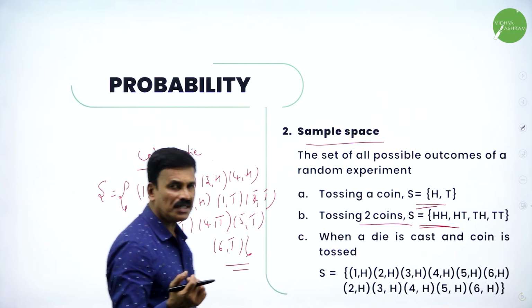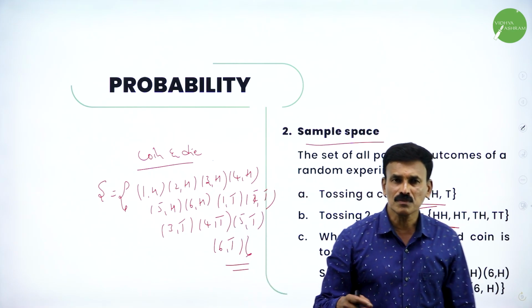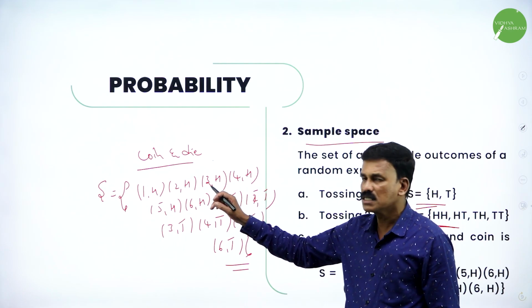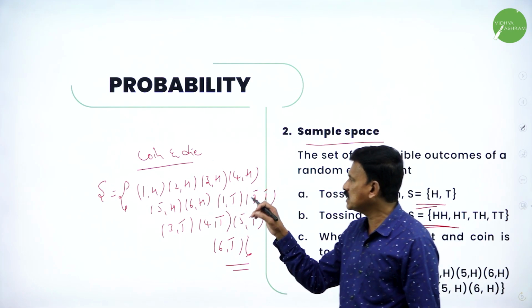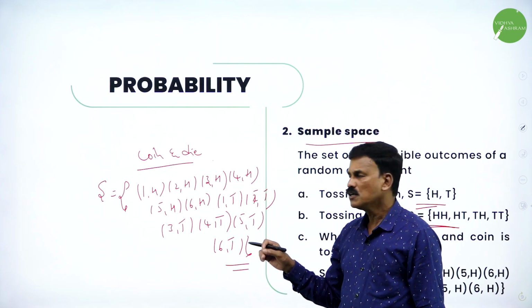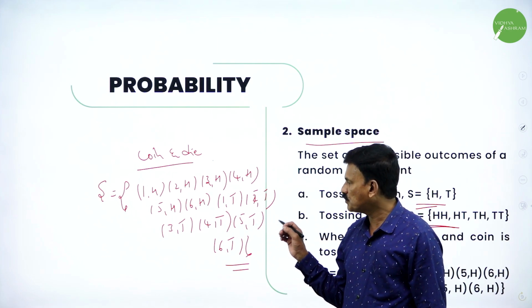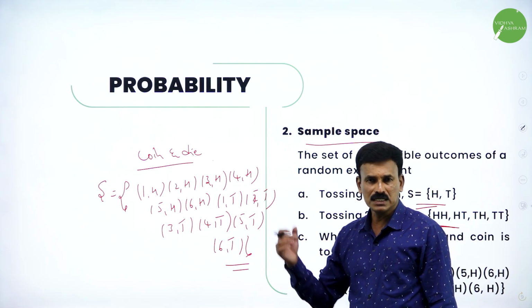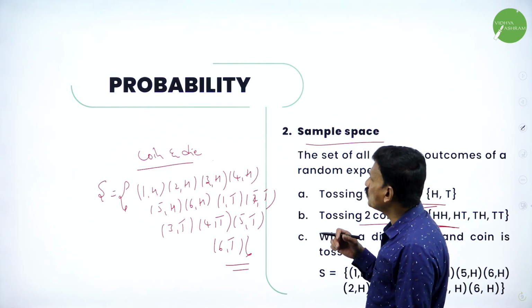So when a coin is tossed and a die is thrown, the possible sample space is 1H, 2H, 3H, 4H, 5H, 6H. Similarly, 1T, 2T, 3T, 4T, 5T and 6T. This is also an example of a sample space. Now, move on to the next one.